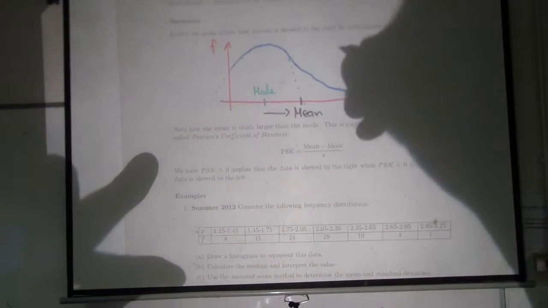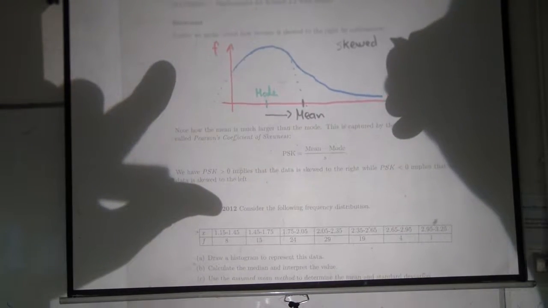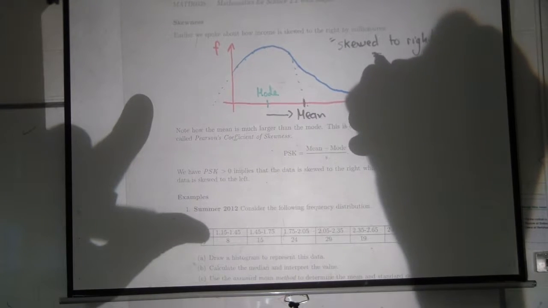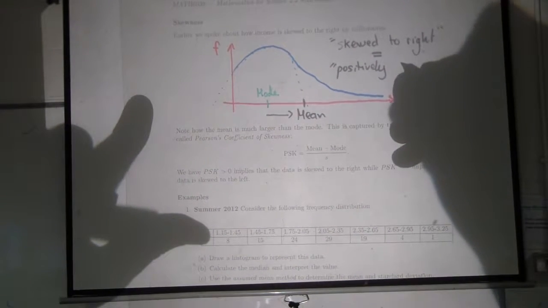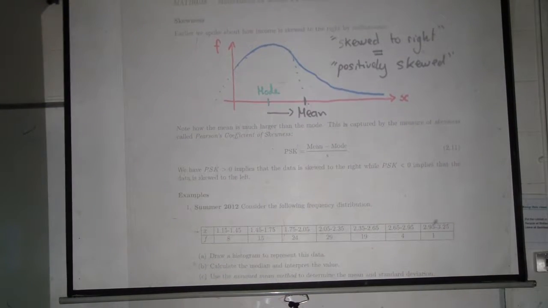Now I'm going to use language here. So one of them is skewed to the right. And then there's other language which is positively skewed. So this means the same thing. This is the same as positively skewed. There's just different terminology for the same thing. And to be honest, I preferred skewed to the right.